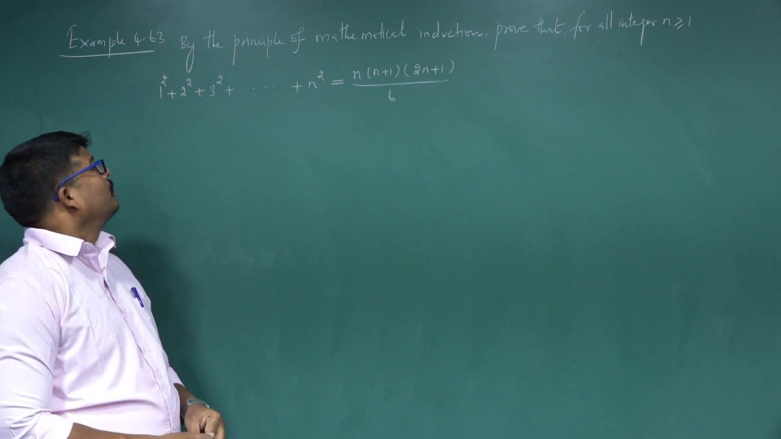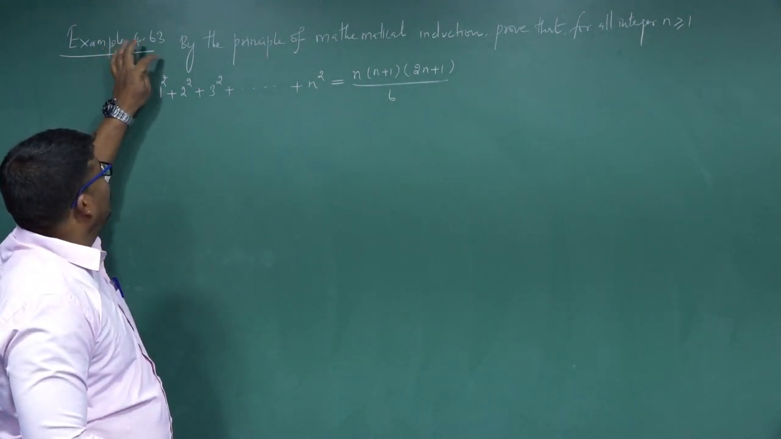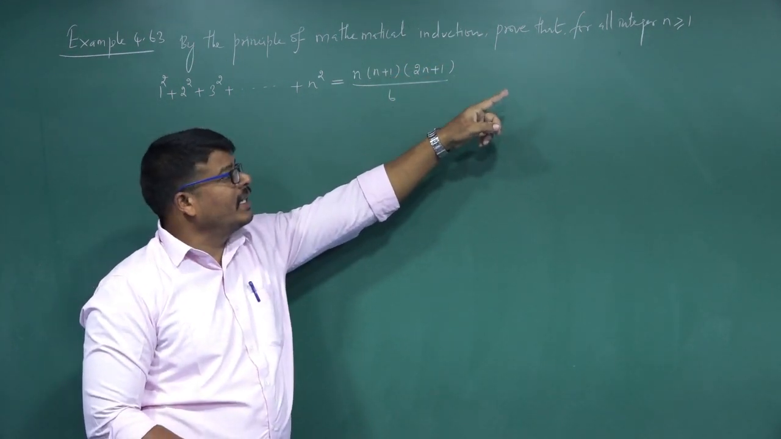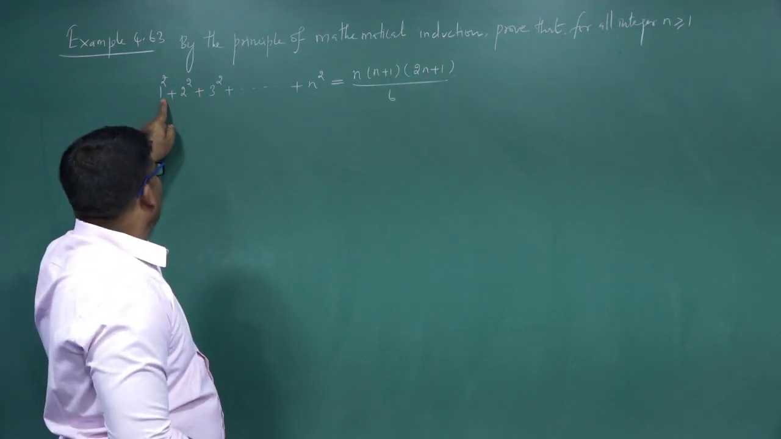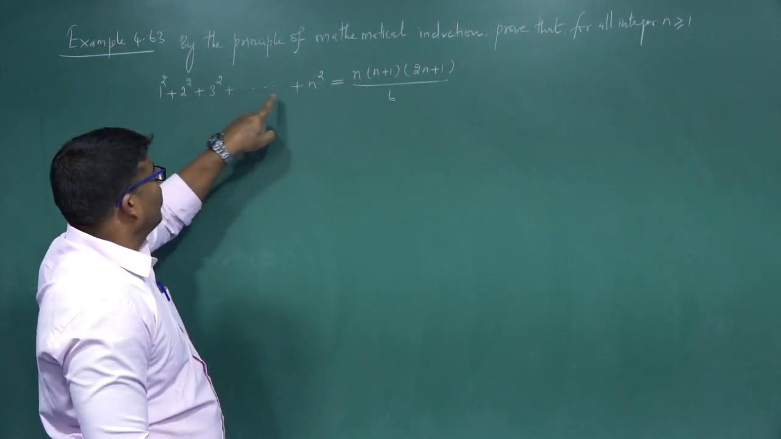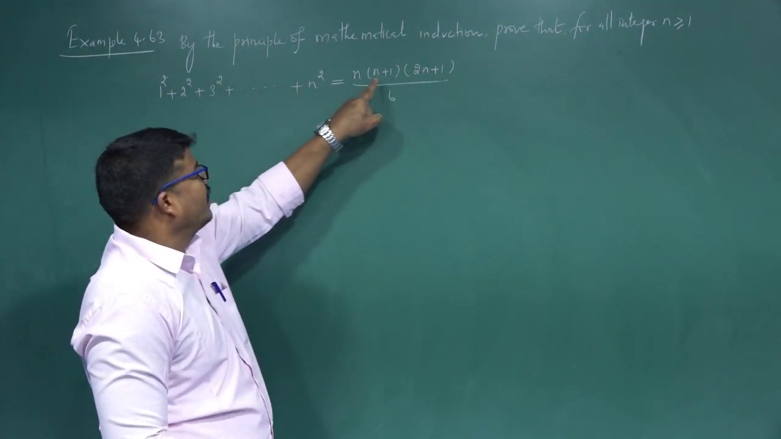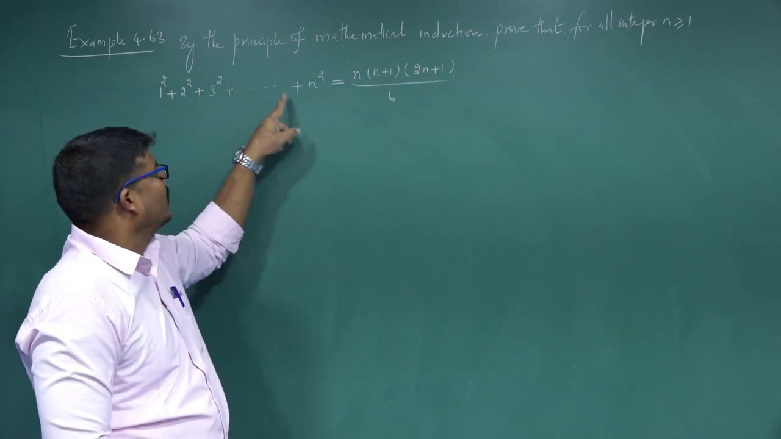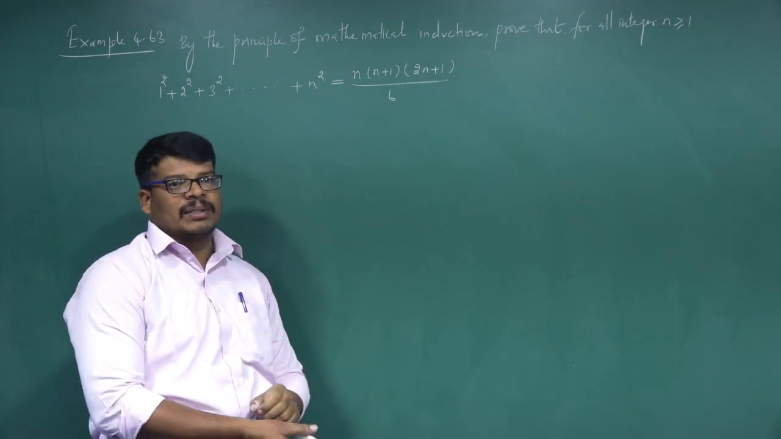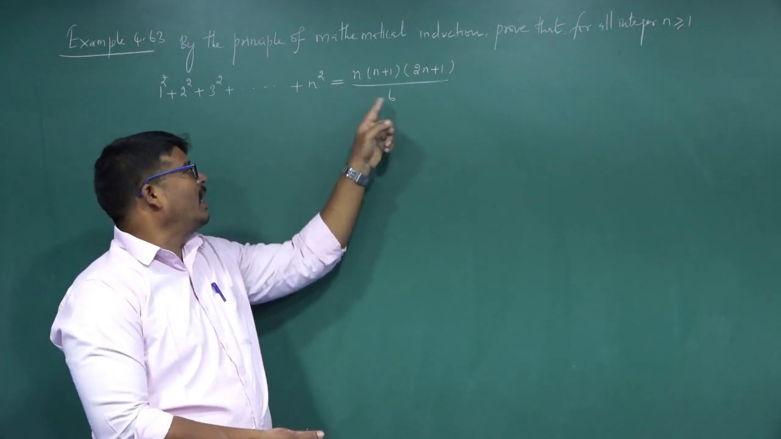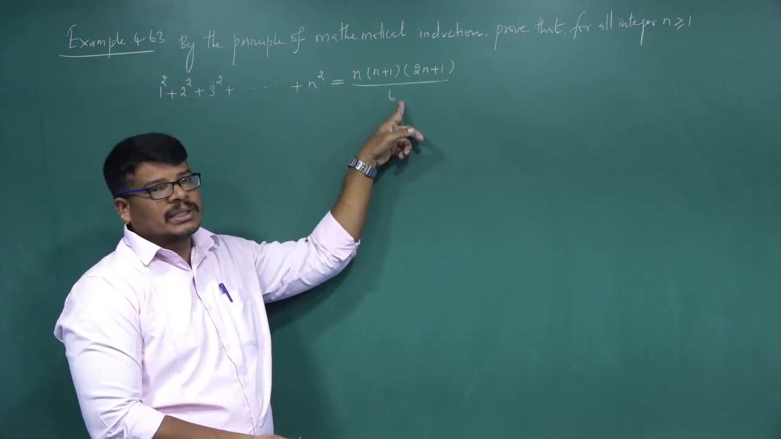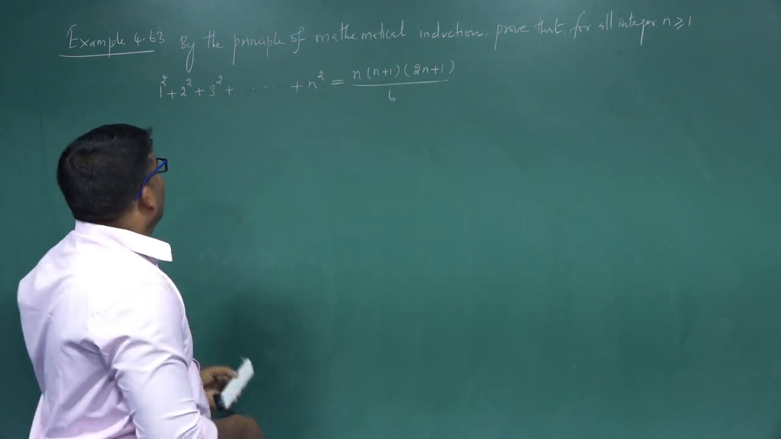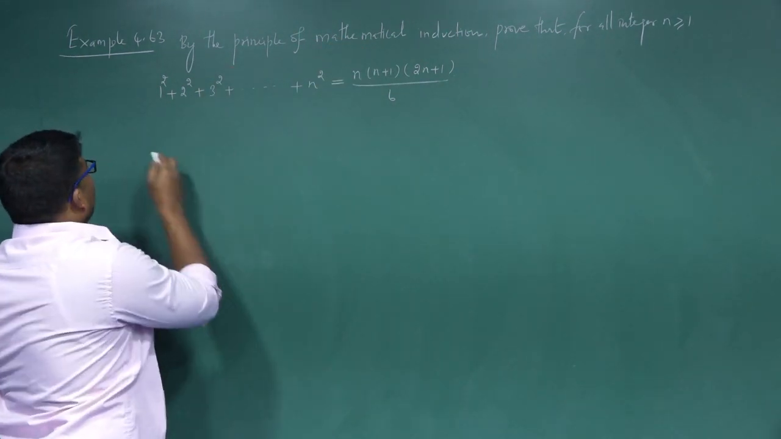The next example problem, Example 4.63. By the principle of mathematical induction, prove that for all integers n greater than or equal to 1, 1 square plus 2 square plus 3 square plus etc. plus n square equals n into n plus 1 into 2n plus 1 divided by 6. This is the sum of the squares of natural numbers formula. We have to prove it by the principle of mathematical induction. Given the statement, write it as P of n.